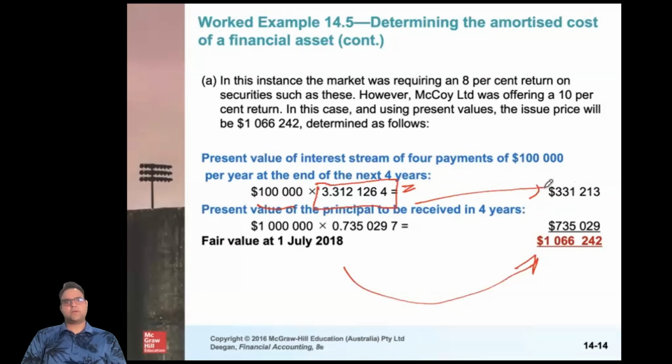So in total, it becomes 331,213. That is the present value of all 4 installments per year. So this is the annuity factor. Another is the present value factor. So we calculate the present value of this 1 million, which we are going to receive after 4 years. After discounting that 1 million, it becomes 735,029. So in total, the fair value at this time is 1.066 million. So this is one of the examples.